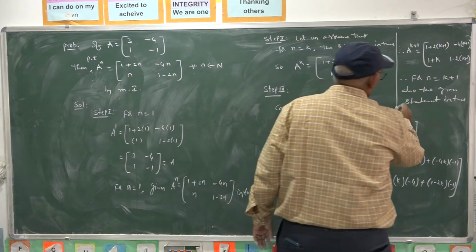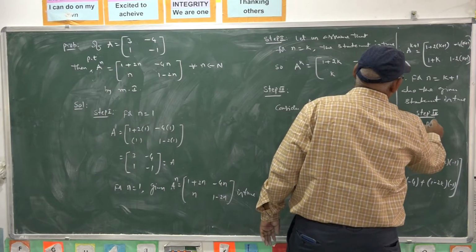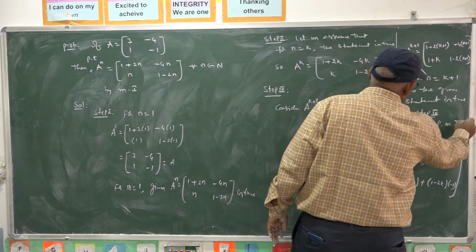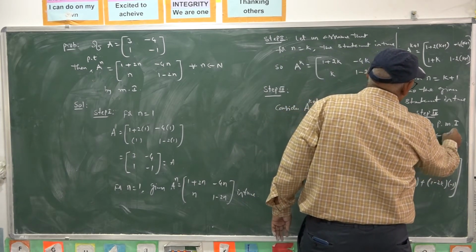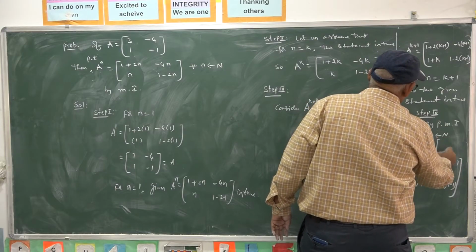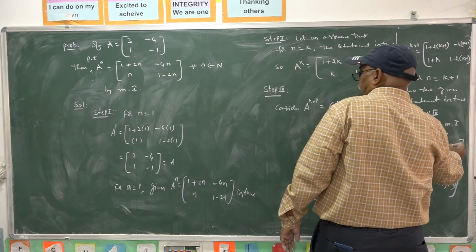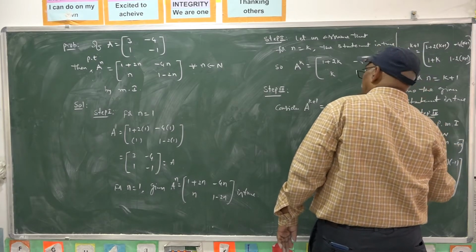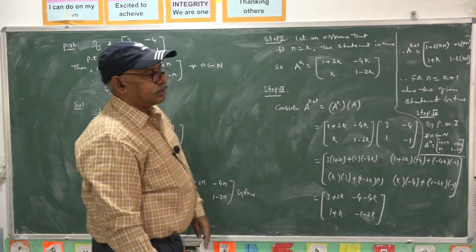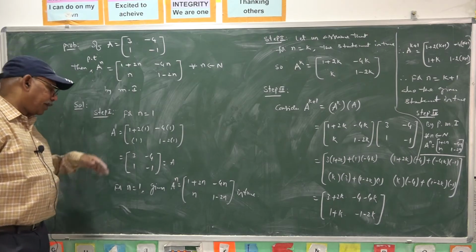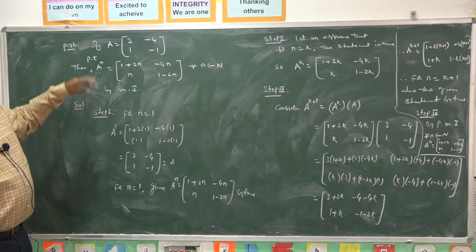Hence, the conclusion, step 4: by the principle of finite mathematical induction, for all n that belongs to N, A power n is the given matrix: 1 plus 2n, minus 4n, n, 1 minus 2n. So you can apply the principle of finite mathematical induction to prove such problems.